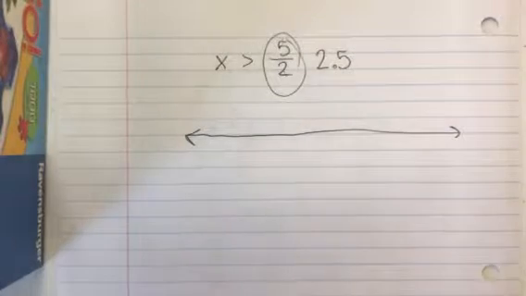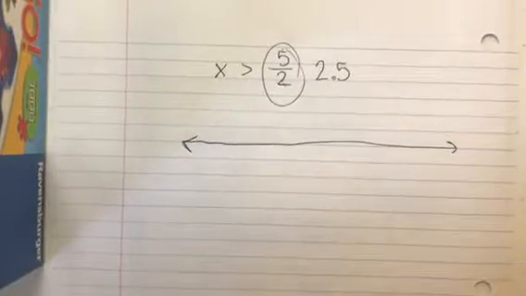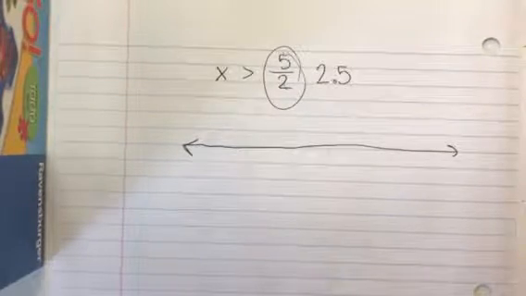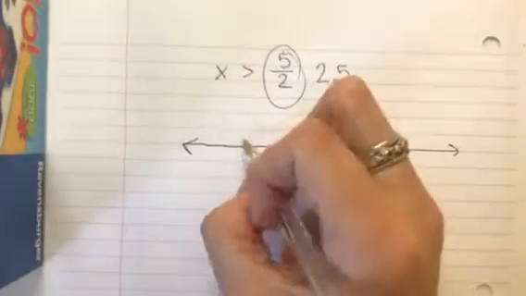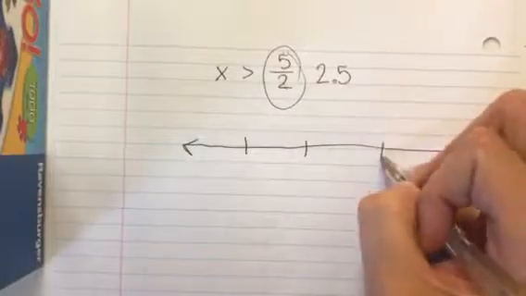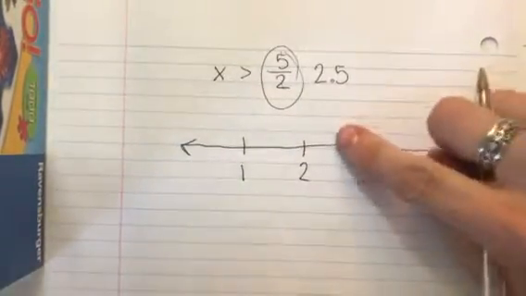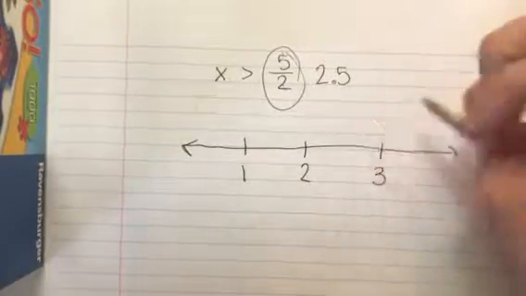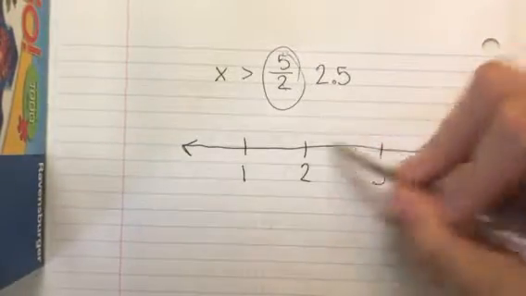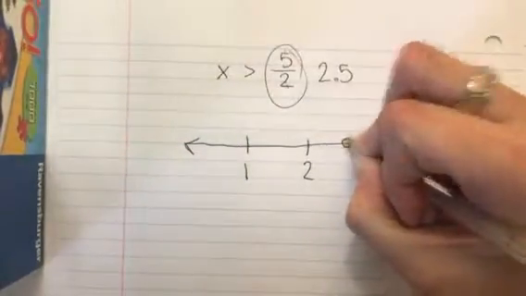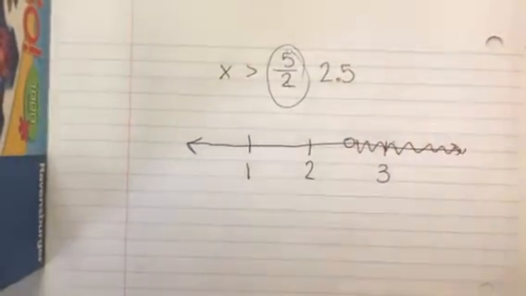2.5 or 2 1/2. Okay, anything that's not an integer number, which means no decimals or fractions, we're going to sort of approximate on our number line. So we can still just put 2, 3, and 1, because this is going to include the 2.5. We're just going to approximate that it's halfway in between 2 and 3. Okay, so we will put an open circle at 2 1/2. And because this is greater than, we will shade to the right.